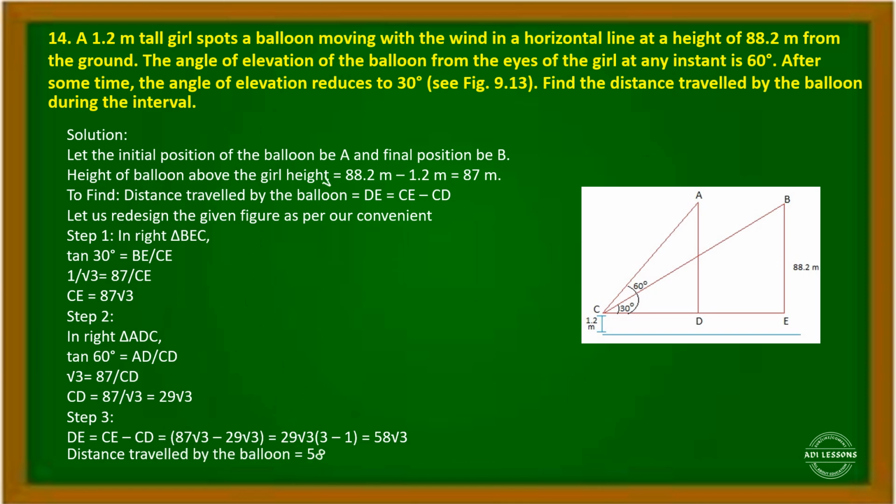Step 3. DE equals EC minus CD. That equals 87 root 3 minus 29 root 3, equals 29 root 3 into 3 minus 1. That implies 58 root 3. Therefore, the distance traveled by the balloon equals 58 root 3 meters. This is the distance traveled by the balloon.